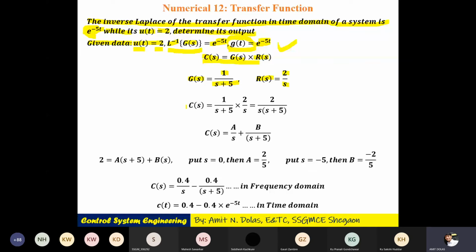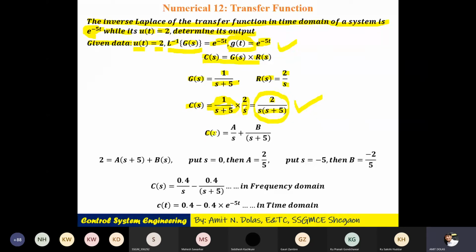So your output c of s is g of s, that is 1 upon s plus 5, into r of s, that is 2 by s. So simply it will be 2 by s into s plus 5. Now we have to solve it, because I need the output in time domain c of t. So this type of function can be solved using partial fractions.